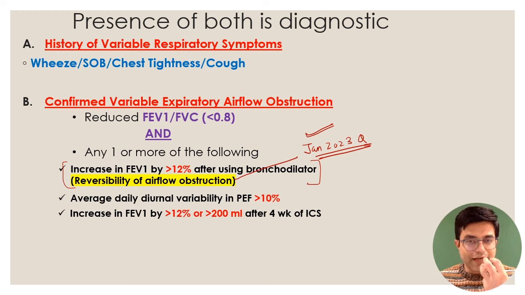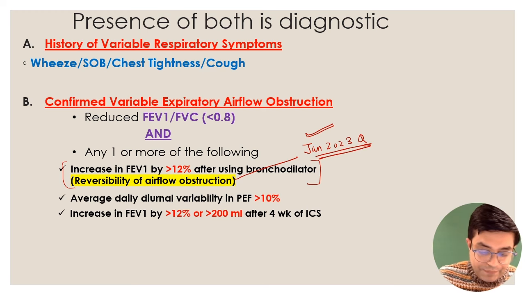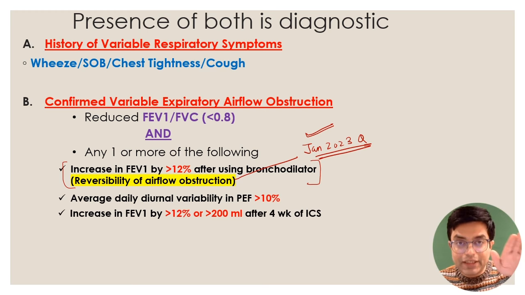So if we give an anti-inflammatory agent for 4 weeks, like inhaled budesonide, and we check. Suppose I am a patient today and then you give me inhaled corticosteroid daily for 4 weeks, and after 1 month, after 4 weeks, you do it again and the FEV1 increases by more than 12% or more than 200 ml absolute value, that is also consistent with asthma, because what do steroids do? They reduce the inflammation and so FEV1 improves in the patient.